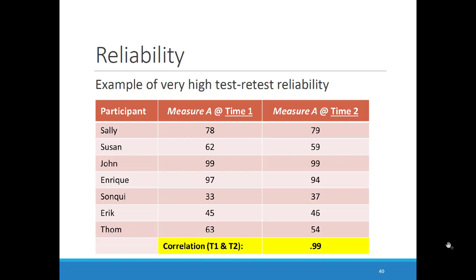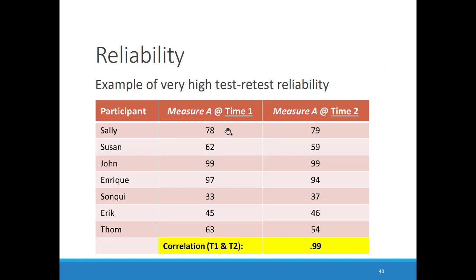Here's an example of what it would look like to have high test-retest reliability. You have participants in the left-hand column. You have their measure A at time 1. You have their measure A at time 2. So let's say their measure A is personality scores, so scores on an extroversion test.